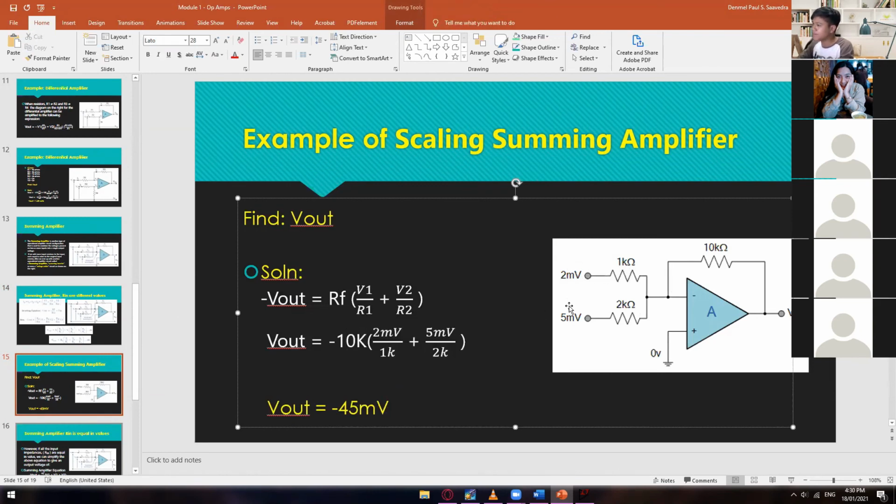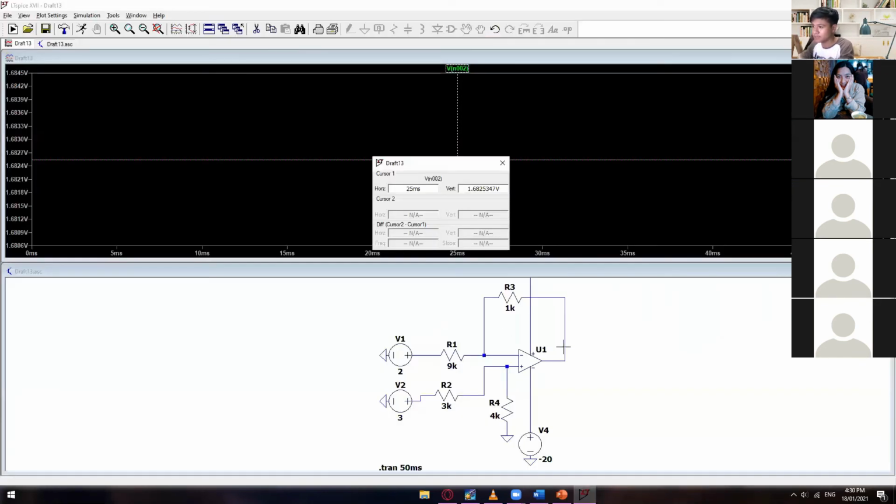So as you can see, you have positive inputs and then it's just simply inverted. Okay, or it was just simply negated. Okay, so from positive, it became negative. So let's see if we have the same results in using LT Spice.